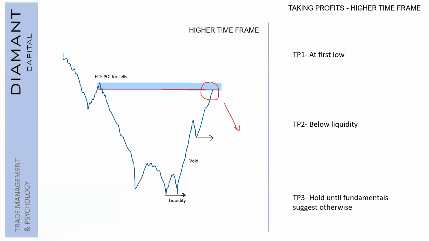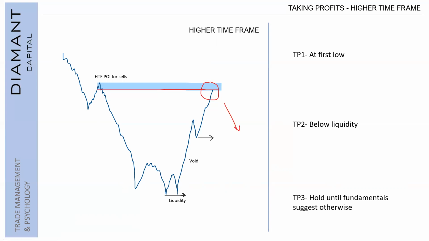Now, taking profits on the higher time frame. So on the higher time frame, we've got this example right here. Point of interest for the sells. Your TP1 would just be at that first low before you reach that area. TP2 below the liquidity where it fills the void as well. And then TP3, this would have to depend on fundamentals.